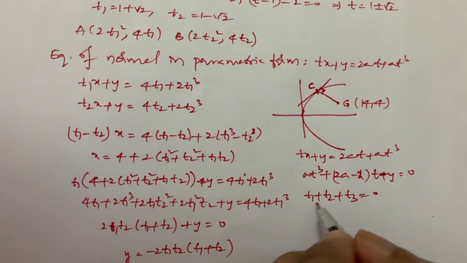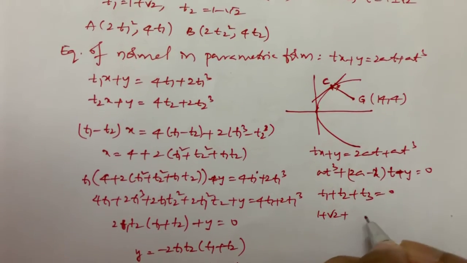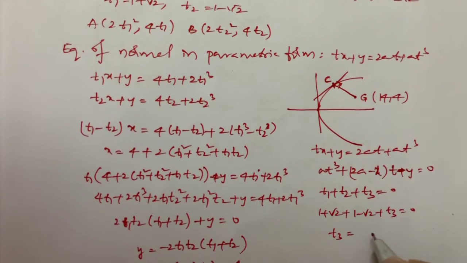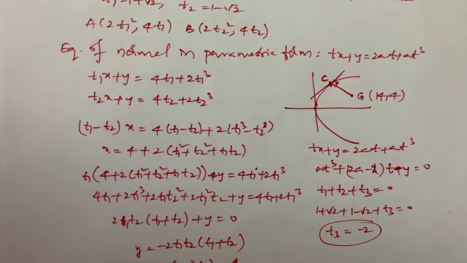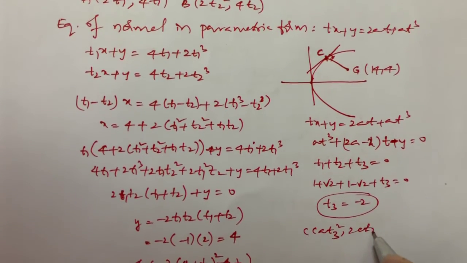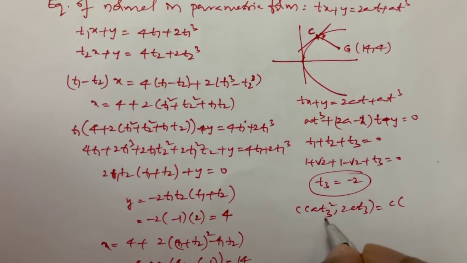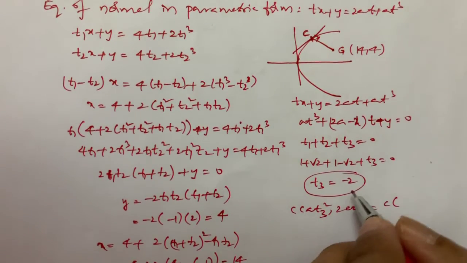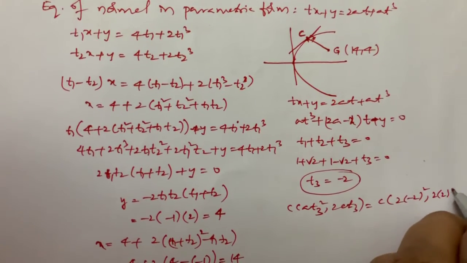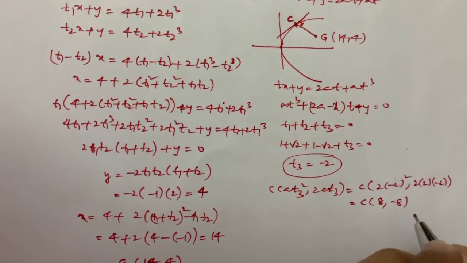So the t1, t2 values we already have. t1 t2 is 1 plus root 2, 1 minus root 2, plus t3 is equal to 0. So t3 is equal to minus 2. So the C coordinates are a t3 square comma 2a t3. What is a? A is 2. So it is 2 into (minus 2) square comma 2 into 2 into minus 2. So the coordinates of C are 8 comma minus 8.